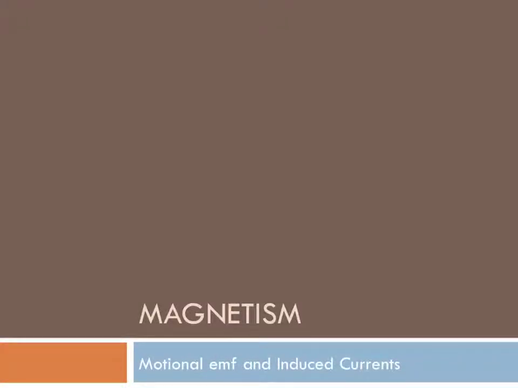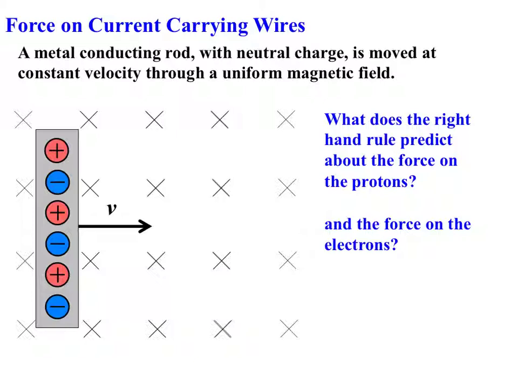This video covers motional EMF and induced currents. So let's say that you have a metal conducting rod with neutral charge and it is moving at a constant velocity through a uniform magnetic field.